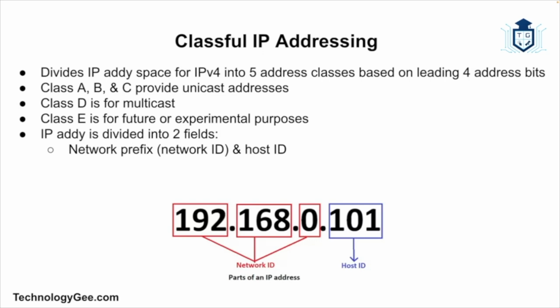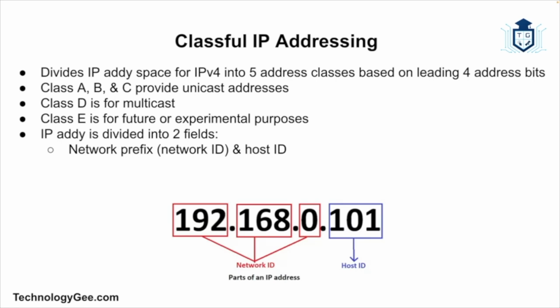So classful IP addressing is a method that divides the IP address space for IP version 4 into 5 address classes based on the leading 4 address bits. So you got class A, B, and C. They provide unicast addresses for networks of 3 different network sizes. Then you got class D. This is for multicast networking. And the class E address range is for future or experimental purposes.